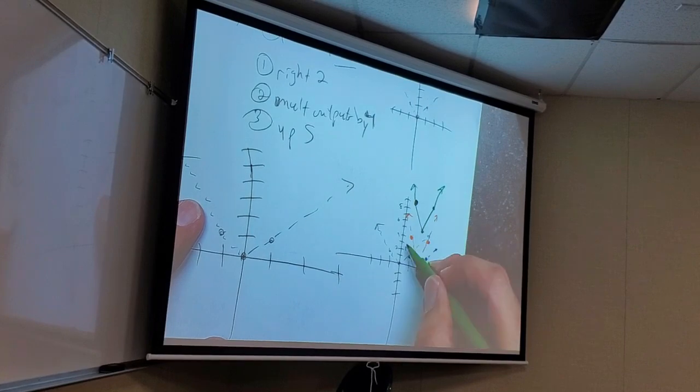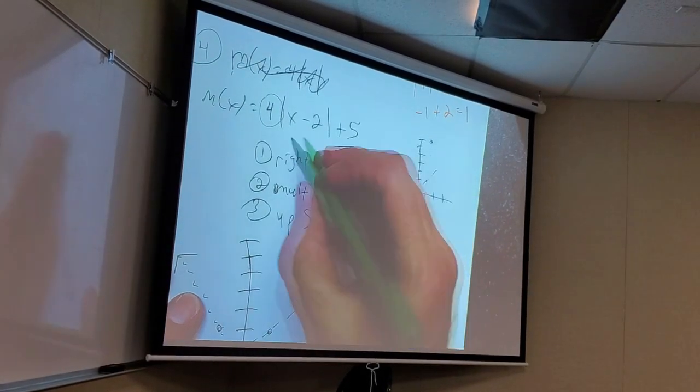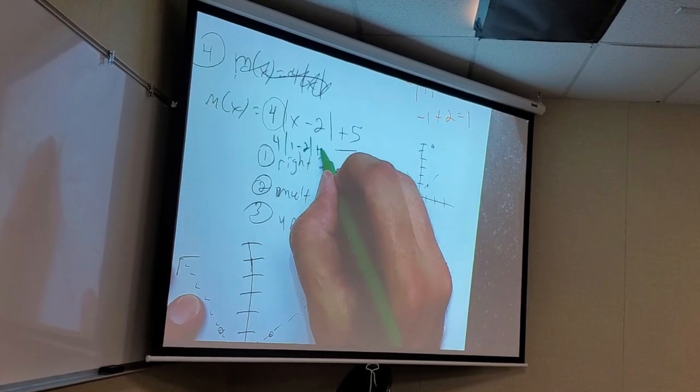So this point right there is the point (1, 9), correct? Let's see if that works. If I plug a 1 in, do I get a 9 out? What's 1 minus 2?